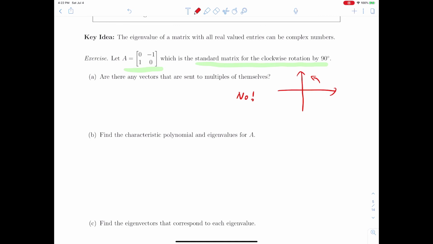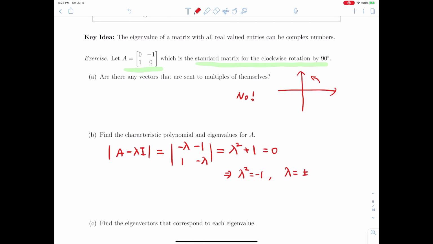In this case, if you calculate the characteristic polynomial, the determinant of A minus lambda I, this gives you [-lambda, -1; 1, -lambda], and this equals lambda squared plus 1. So if you set this equal to 0, there's no real solution because lambda squared is -1. But if you allow complex numbers, then lambda equals plus or minus i. So eigenvalues exist if A acts on C^2 instead of R^2.